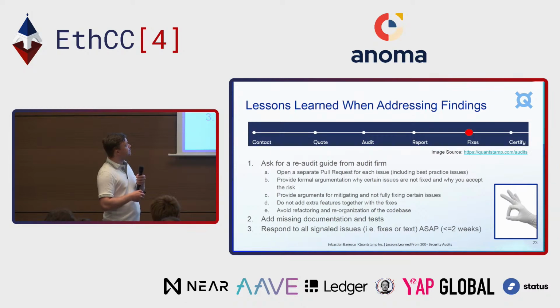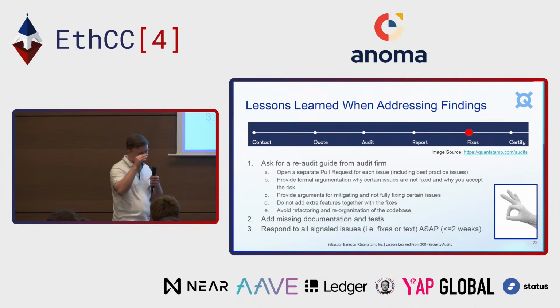During the fixes, when you're addressing the findings, you should ask for a re-audit guide. We have a great re-audit guide. Basically it walks the customer through what they should do, right? Some things which are important: open a separate pull request when fixing each issue. Don't mix everything together, right?